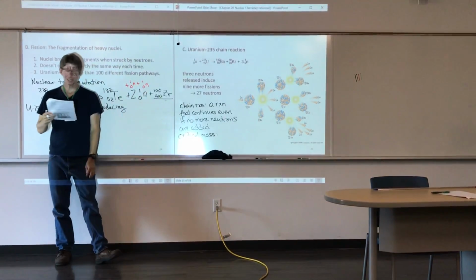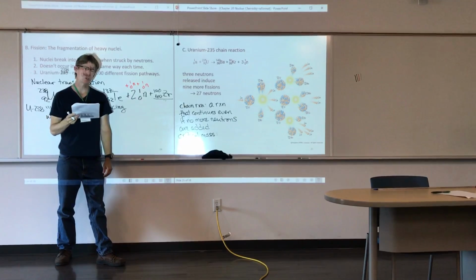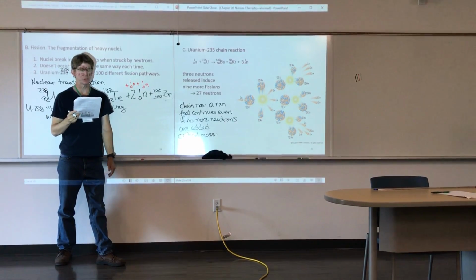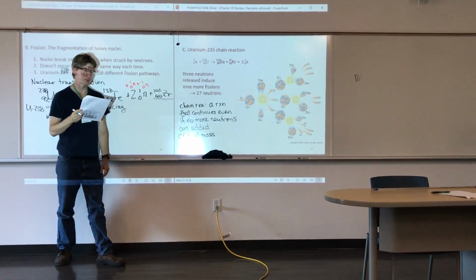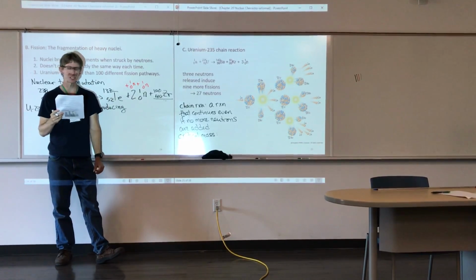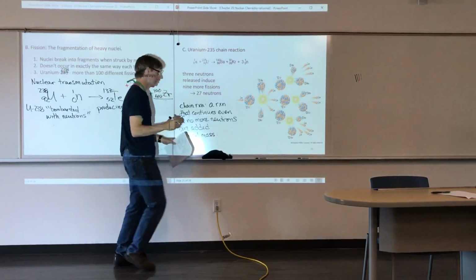Definition of critical mass: a mass of nuclear fissionable material, it could be fission or fusion. So I'll just say mass of nuclear material necessary for a chain reaction.